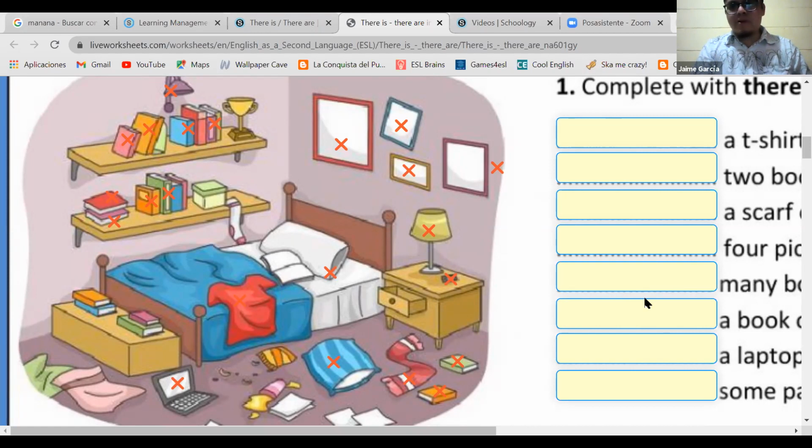What about the paper? There are some paper on the floor. Some paper on the floor. Okay, very good.